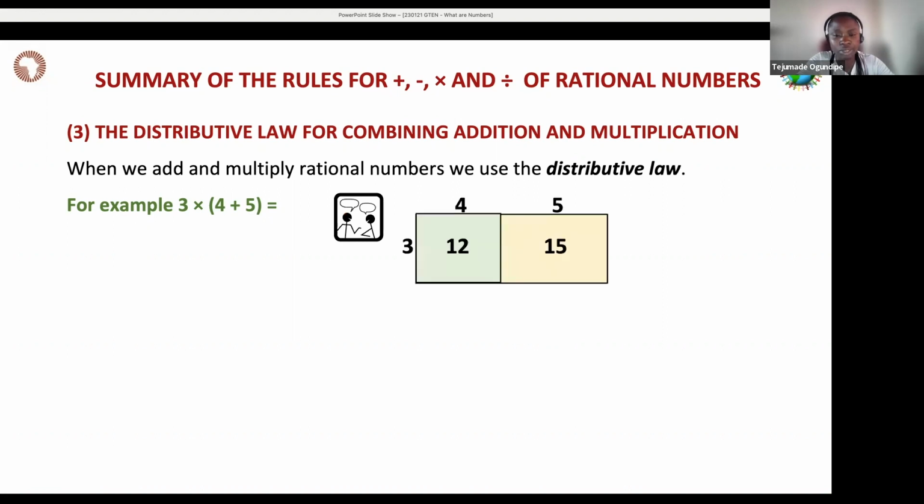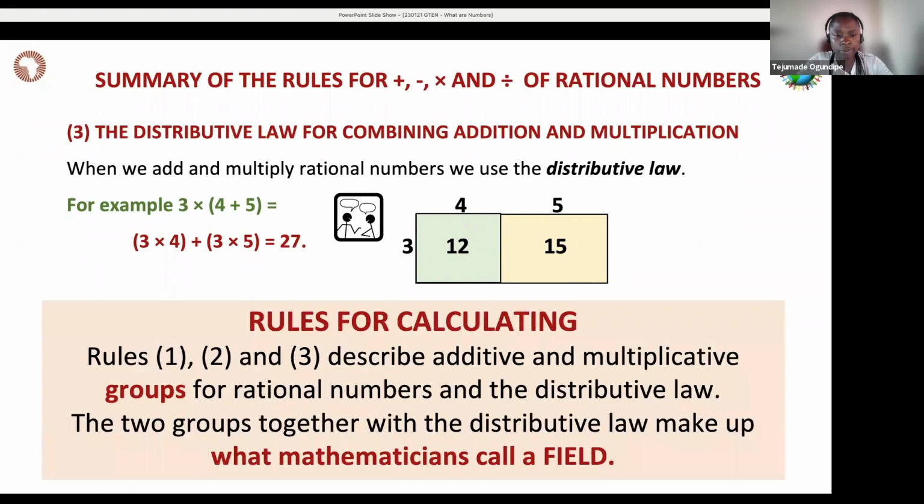I think you can use the chart, and we can see the image here right beside it. 3 on one side, and the other side we have 4, which is 3 times 4, that gives 12, and 5 times 3 gives 15. And when you add the 2 together, you are able to get 27. So 3 times 4, that's the first one, and the other side is 3 times 5, and everything gives 27.